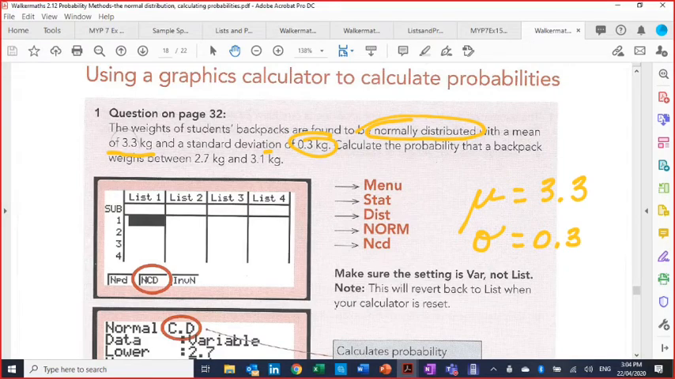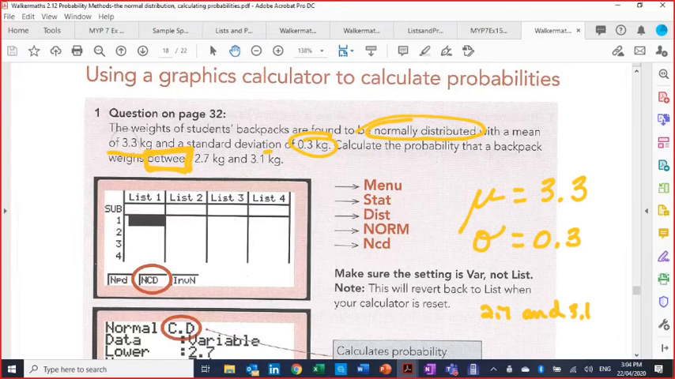Okay. Calculate the probability the backpack weighs between, and that is a huge key word right there, between. That means they're going to give us a lower limit and they're going to give us an upper limit. And so it's between 2.7 kilograms and 3.1 kilograms. Those 4 pieces of information are enough to be able to do this entire problem and get your answer.